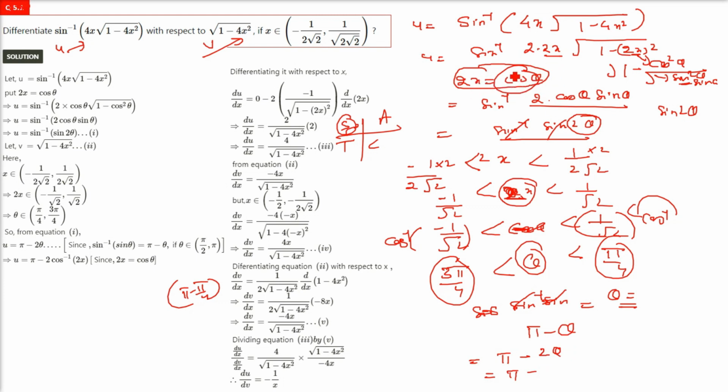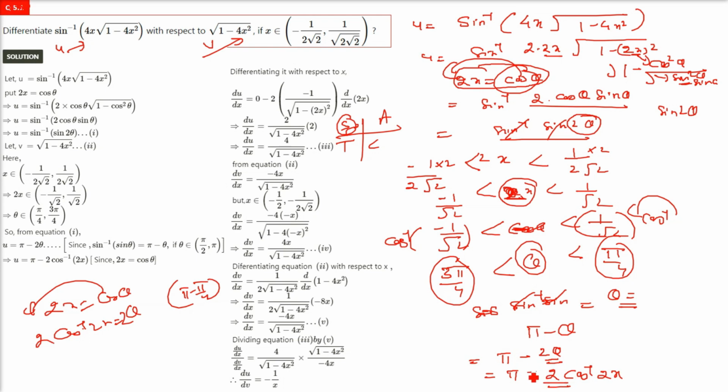Alright. And when you put this as pi minus 2 theta, theta will be what? 2x is cos theta. So theta will be cos inverse 2x. So in place of 2x, you can write cos theta. Cos theta is actually cos inverse 2x. So when you do 2 theta, it will be 2 cos inverse 2x. So pi minus 2 cos inverse 2x it will be.